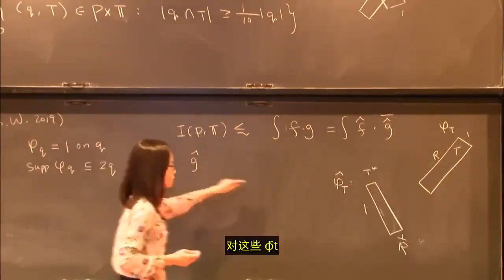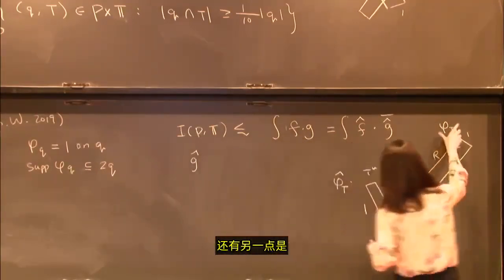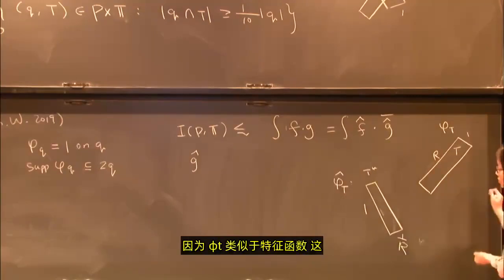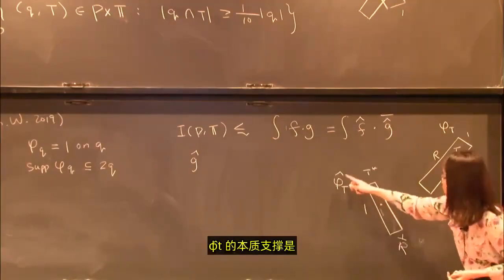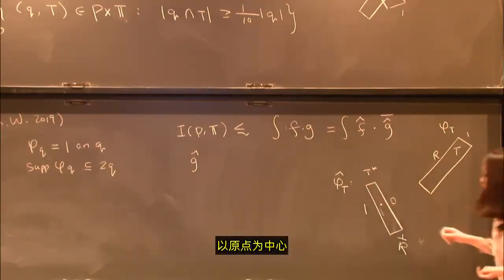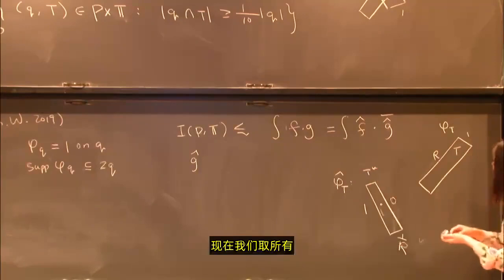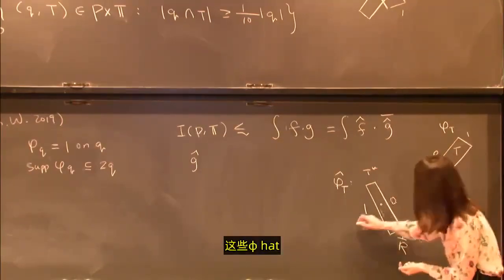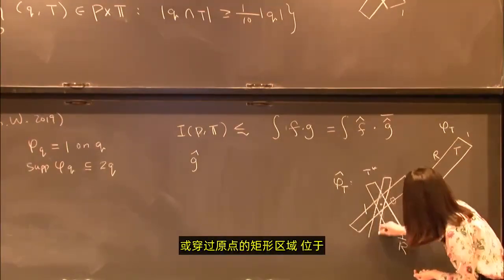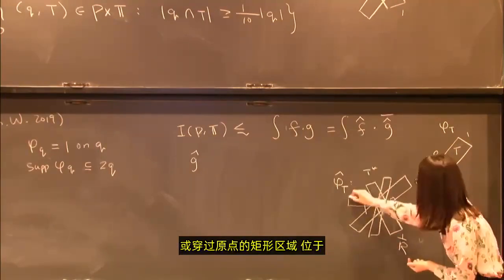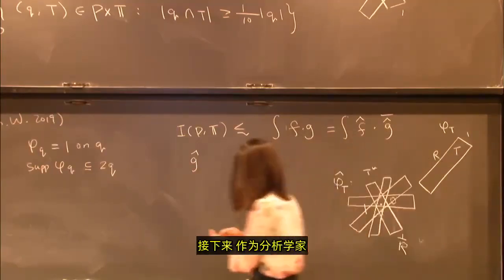And now g hat is a sum over those phi t hat. But another thing is, since phi t is like the characteristic function, the essential support of phi t hat is centered at the origin 0. And now we take the union of all those phi t hat, then it will become the union of the tubes or the rectangles passing through the origin inside roughly the unit ball.